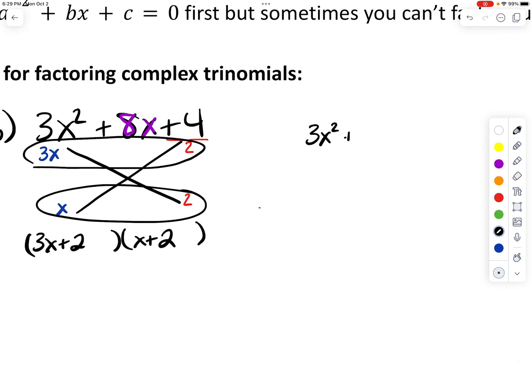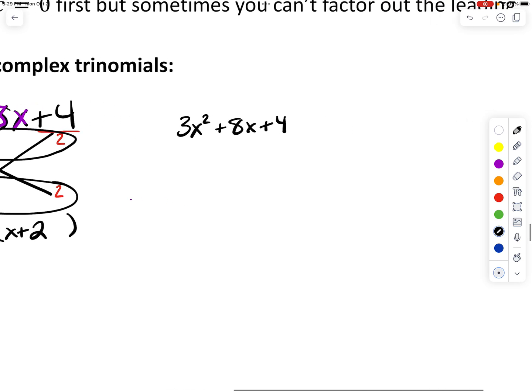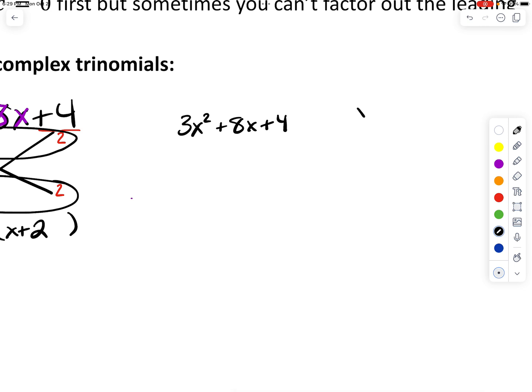So decomposition, you've got 3x squared plus 8x plus 4. In this one, what you want to do is find the product of a and c. So a and c. 3 times 4 is 12. I want to find numbers that multiply to 12. So it could be 1 and 12, 2 and 6, or 3 and 4. But I want them to add to the middle term. Which of those sets adds to 8?